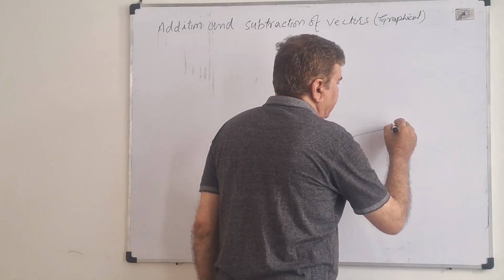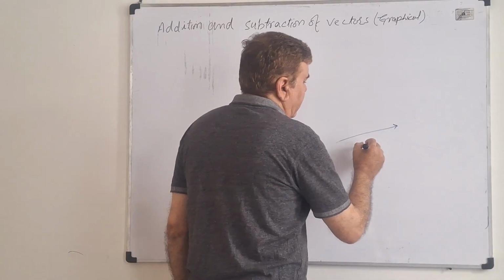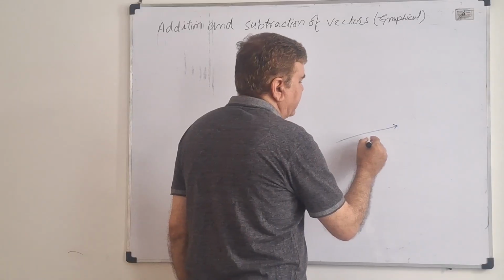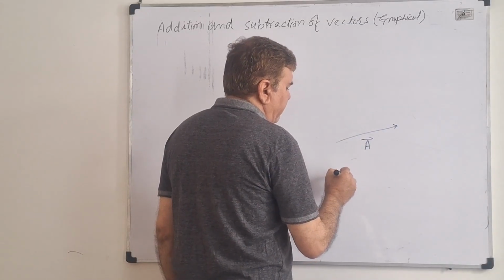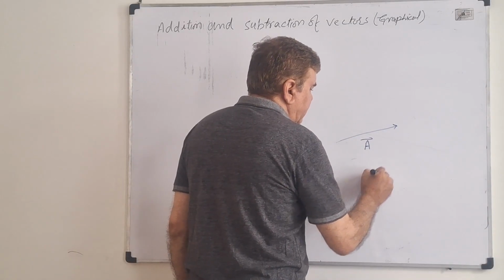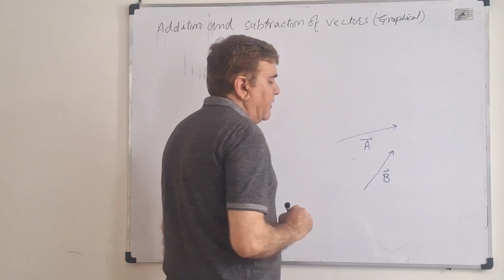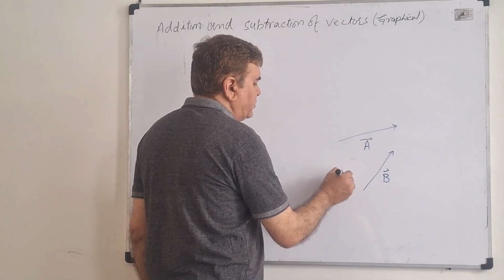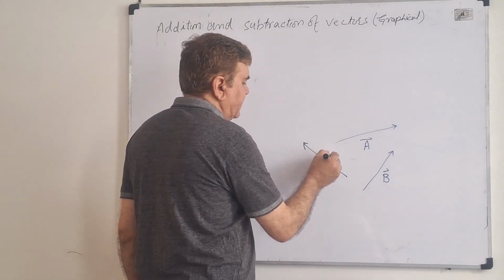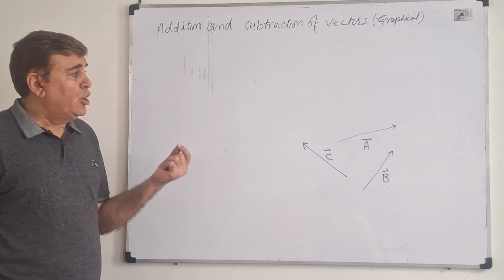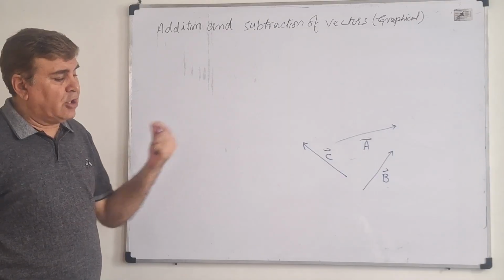So we have three vectors. One vector pointing in this direction, and I call this vector A. This is the representative line of vector A. And then I have another vector whose representative line is this one. And then I have another vector whose representative line is this one. So we have three vectors with their representative lines drawn.